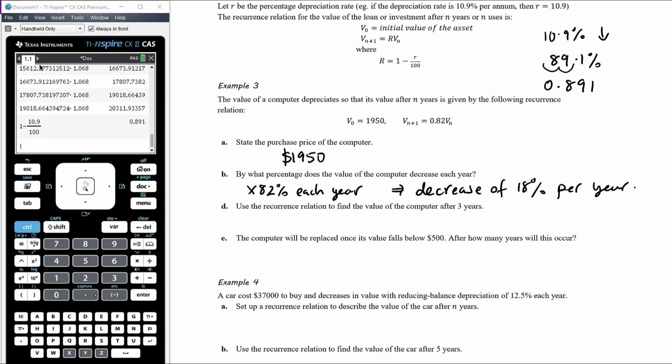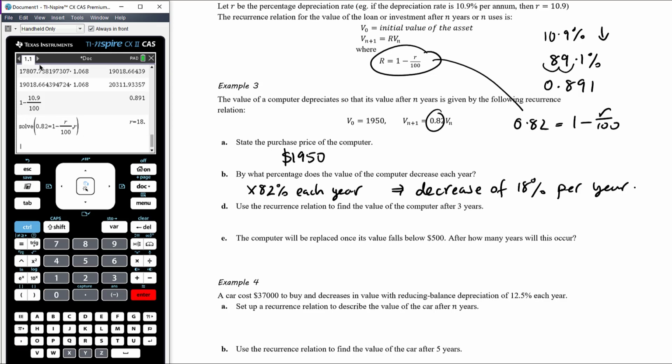However, you can always take that value and the formula, and you know that 0.82 is equal to 1 minus R on 100, and you can solve that with your CAS. 0.82 equals 1 minus R on 100. Solve that for R, and it will tell you that R is 18%. Okay, so by all means use the formula, but equally I'd really encourage you to get more familiar with understanding your percentage increase and decrease as being relative to 100%. Use the recurrence relation to find the value of the computer after 3 years.